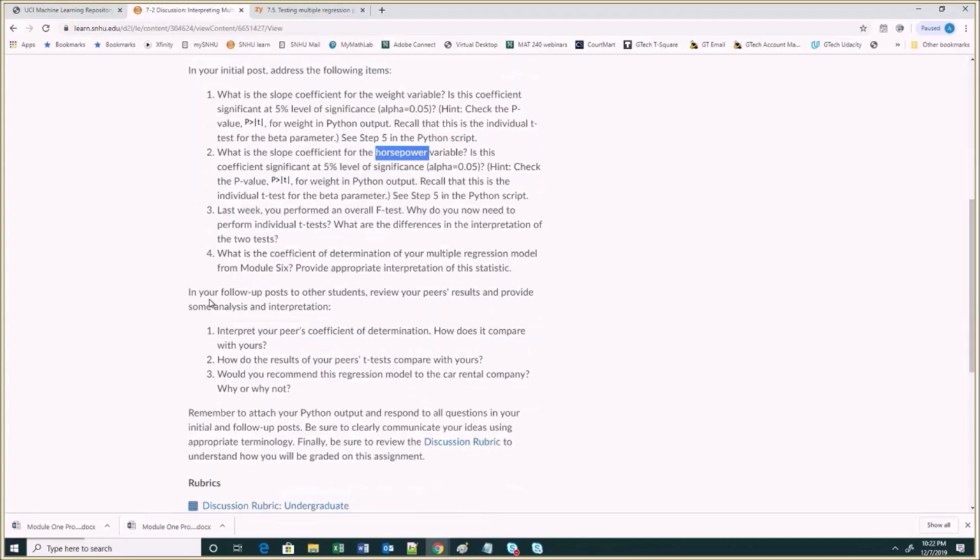Now you have the follow-up posts. In your follow-up post, you have to interpret at least 2 other students' coefficient of determination and how they compare with yours. How do the results of your peers' t-test compare with yours? And would you recommend this regression model to the car rental company? Very straightforward questions.